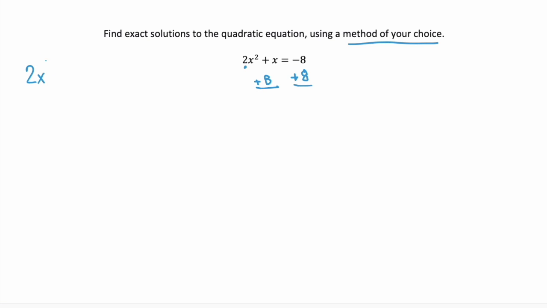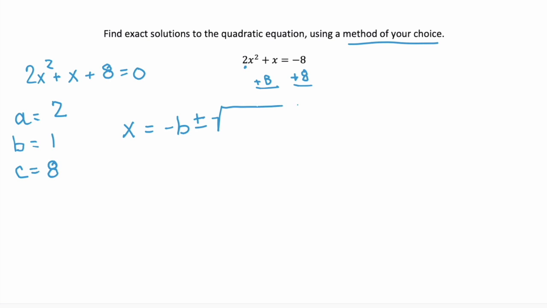So adding 8 to both sides puts us into standard form, which is 2x squared plus x plus 8 equals 0. Then we can identify the values for a, b, and c. A is 2, b is 1, and c is 8. Since we know those, we're going to substitute them into our quadratic formula: negative b plus or minus square root of b squared minus 4ac over 2 times a.